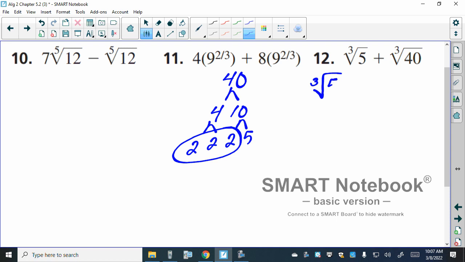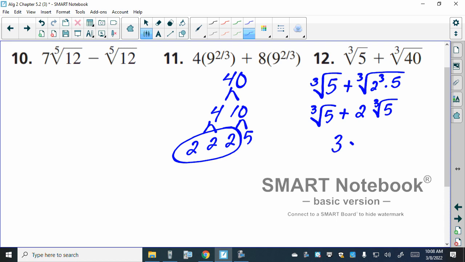So what we can say is we have the cubed root of 5 plus the cubed root of 2 cubed times 5. Well, the cubed root of 2 cubed is just 2. And this gives us a total of 3 cubed root of 5.